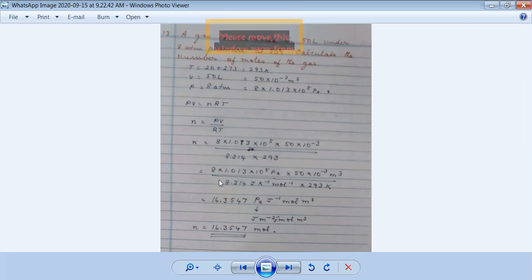See, look here, in the second step I have included the units. It is 8 into 1.013 into 10 power 5 Pascal and 50 into 10 power minus 3 meter cube and 8.314 joule per Kelvin per mole into 293 Kelvin. So if you just cancel out, the numerical substitutions can be easily done and you are getting the value 16.3547. But what is the unit you are getting?